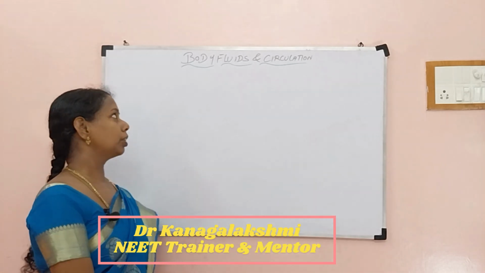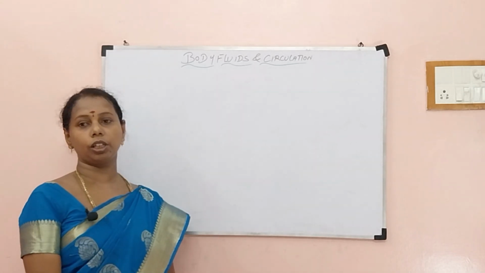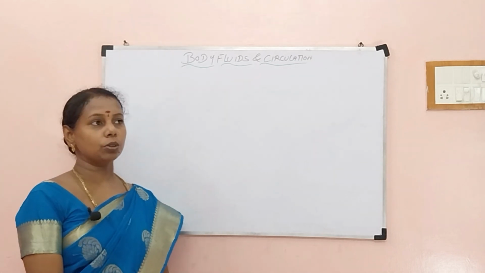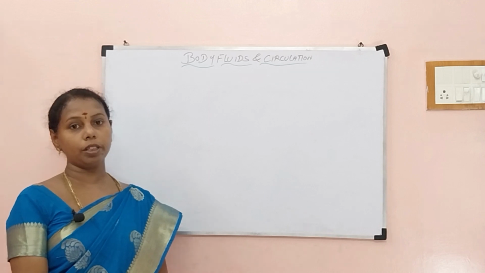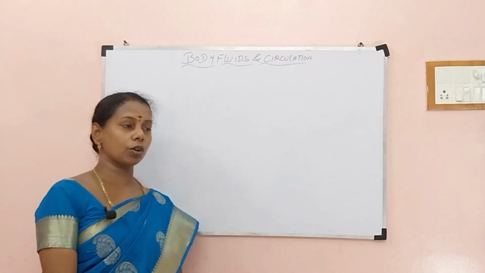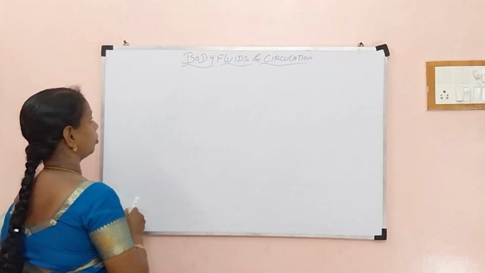Today we are going to discuss body fluid and circulation. Two questions you may get from this chapter, children. This chapter has two topics: one is blood, another is related to the heart. Today we are going to start with blood.